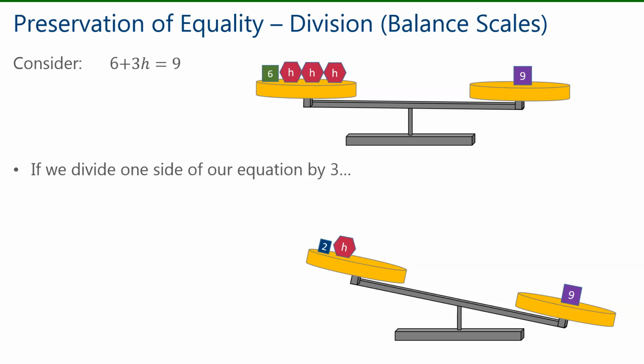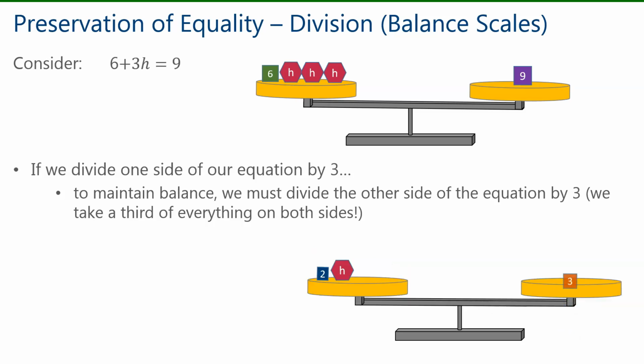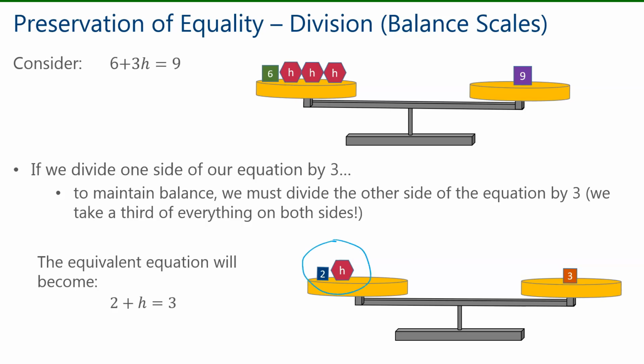To balance it out, we need to do the same thing to the right-hand side. So if I take a third of 9, we get back our mass of 3. Whatever we do to one side, we must do to the other. Our equivalent equation then becomes 2 plus h equals 3.